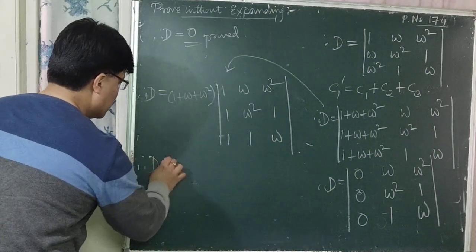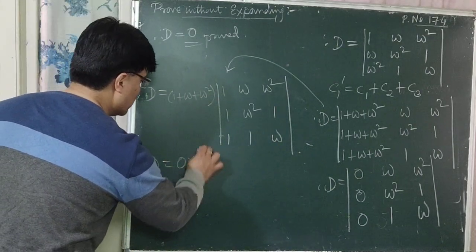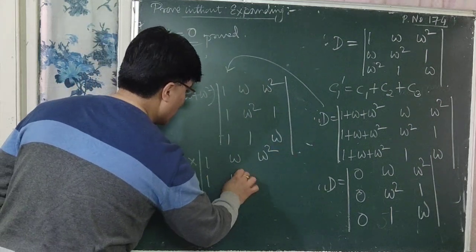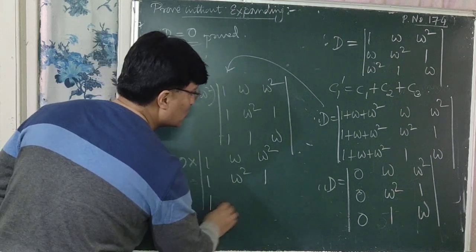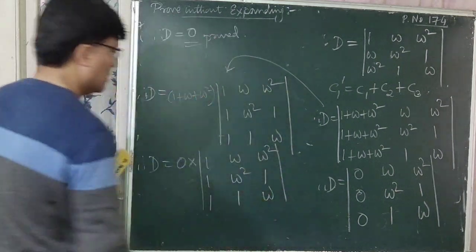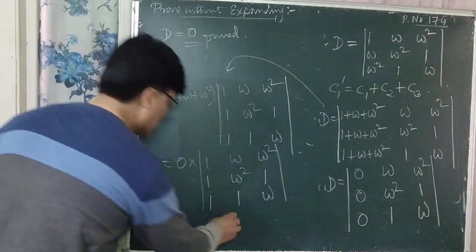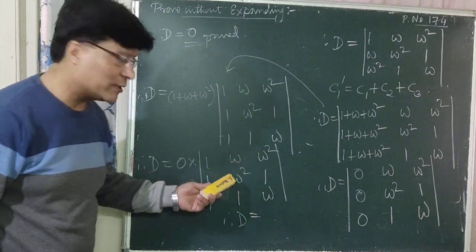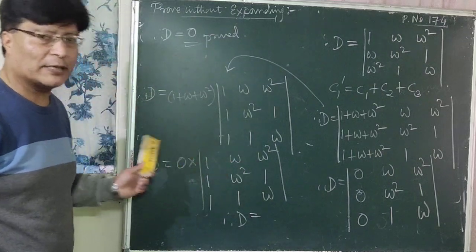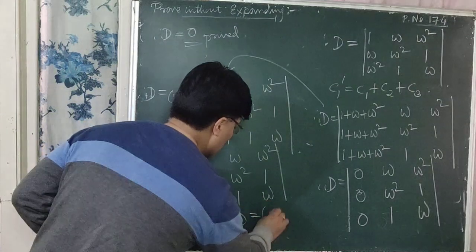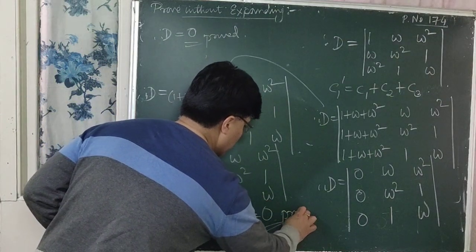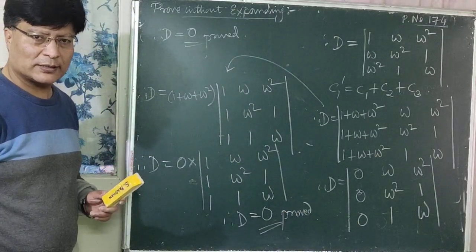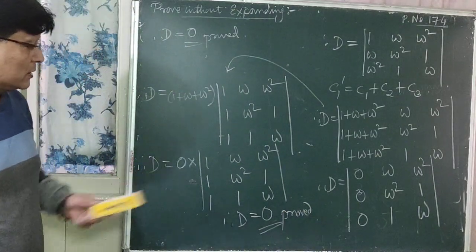So therefore D is equal to, what is this value? 0 into this determinant: 1 omega square 1, omega square 1 1, and 1 1 omega. Is that clear? That means therefore D is equal to, no need of expanding this determinant now because there is 0 here. Any number multiplied by 0 is always 0. So D is equal to 0, proved. Understood? So I think all of you have understood it. So this is the answer.